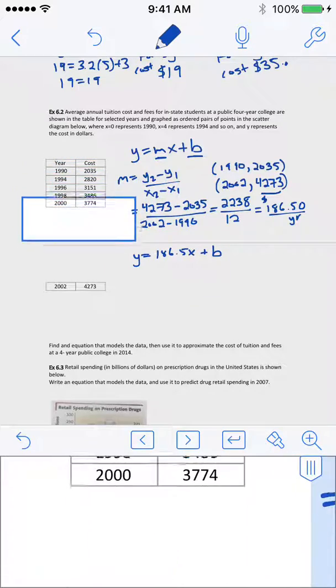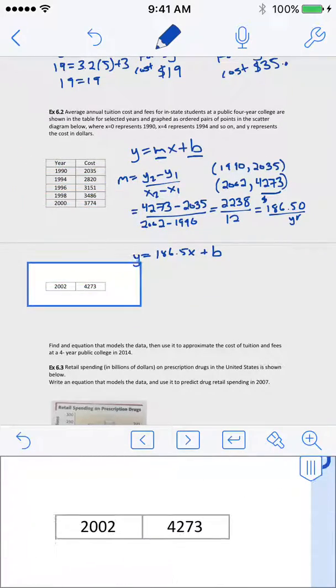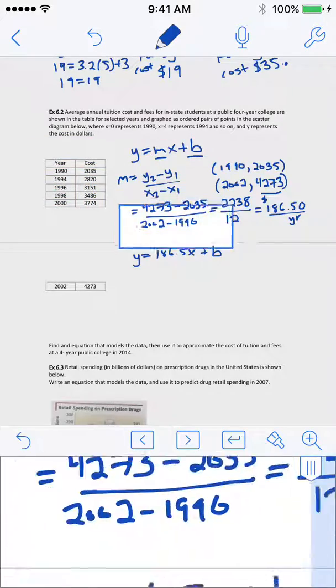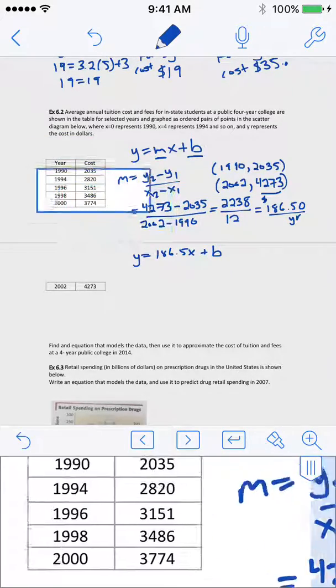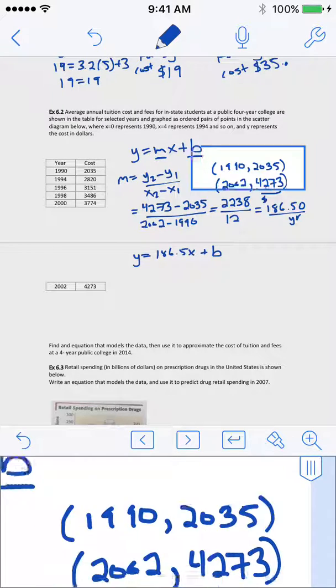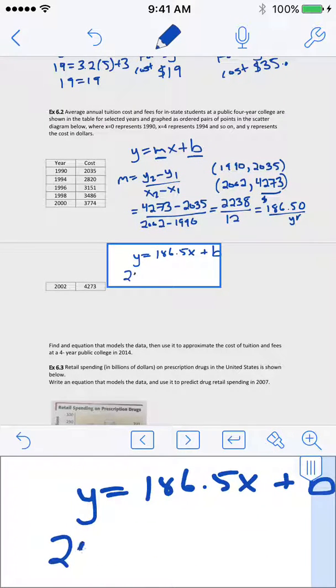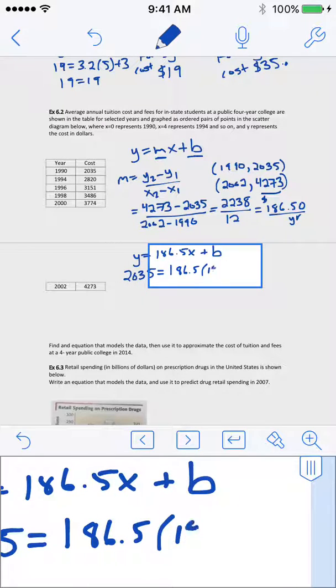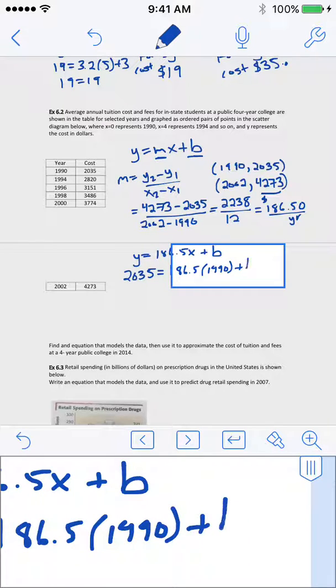We're going to take any one of these points, right? If you're given 17 points, then you can use any of the 17 points. I'm going to use the smallest one, though, which really doesn't make a difference. I'm just going to use this first point, 1990, 2035. So 2035 was our y. Our slope was 186.5 times 1990 plus b.